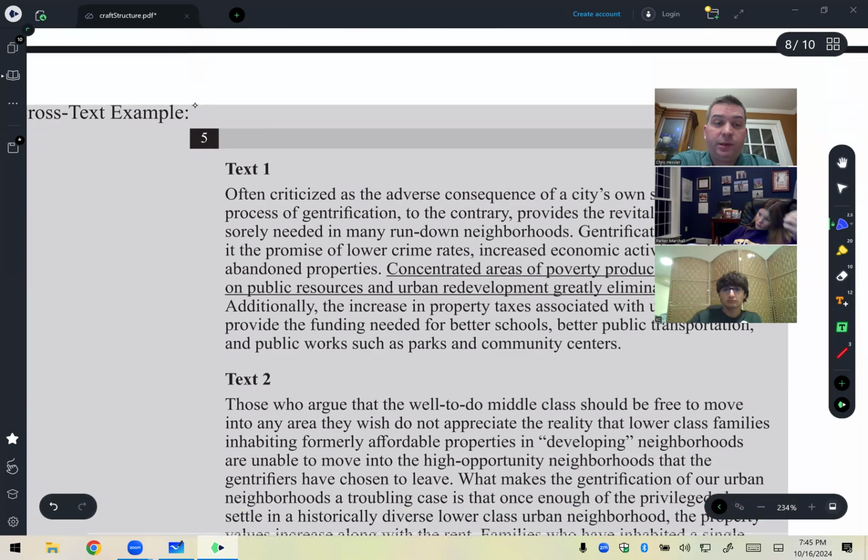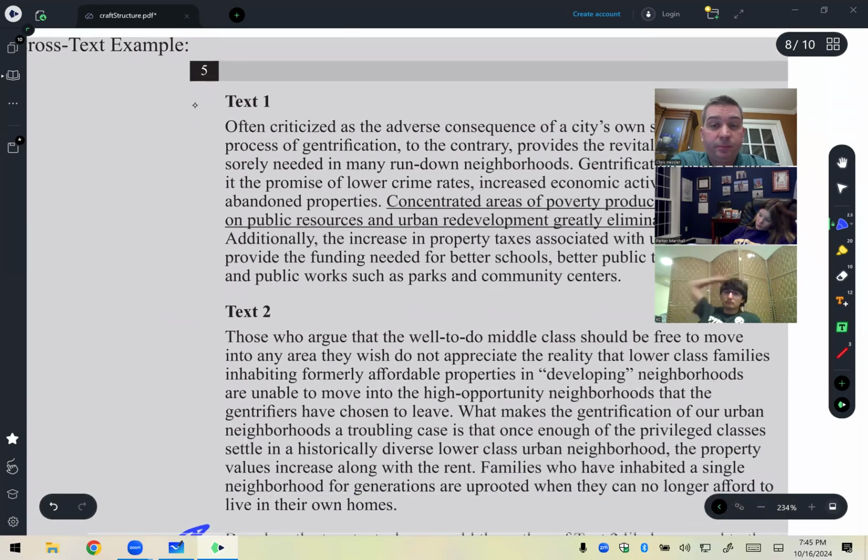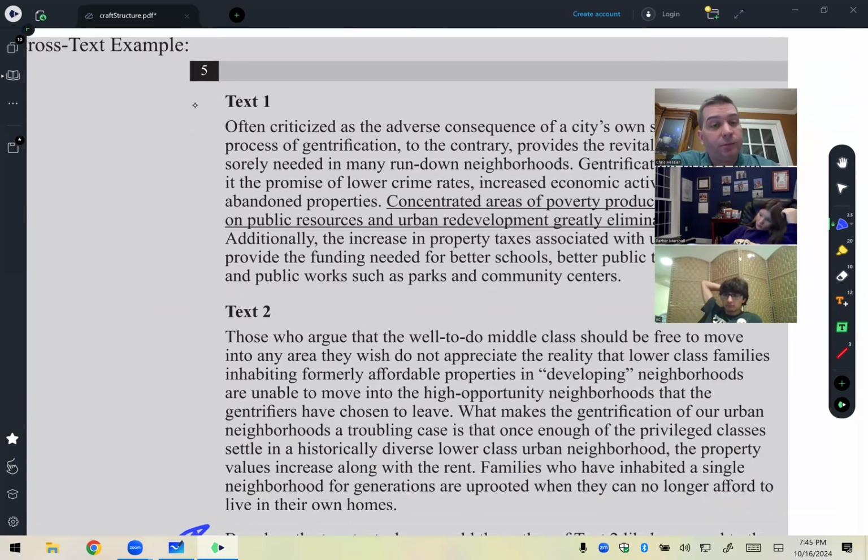Now let's see what the second author thinks about gentrification. They probably disagree, so just get used to the idea that these authors probably don't agree. They seldom agree, even though they're talking about the same thing.